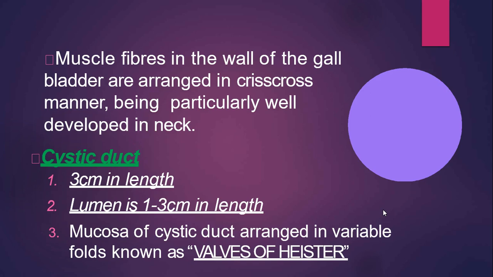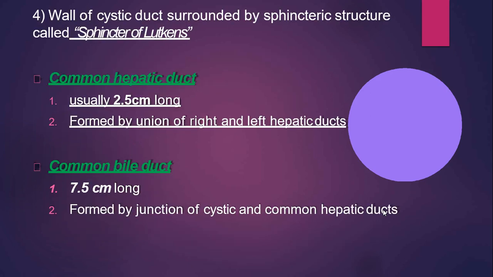Now the cystic duct is a continuation of the neck of the gallbladder. It is 3 centimeters in length with a 1 to 3 centimeter lumen, and the mucosa of the cystic duct is arranged in the form of folds that act as valves, and these valves are known as the valves of Heister.